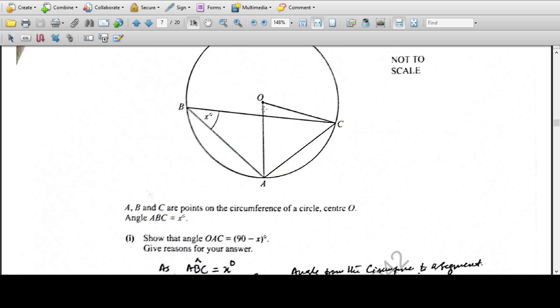AOC is an isosceles triangle because this length and this length are equal. OC and OA are equal. So the angles OAC and OCA will be equal. So this is 2x naught.